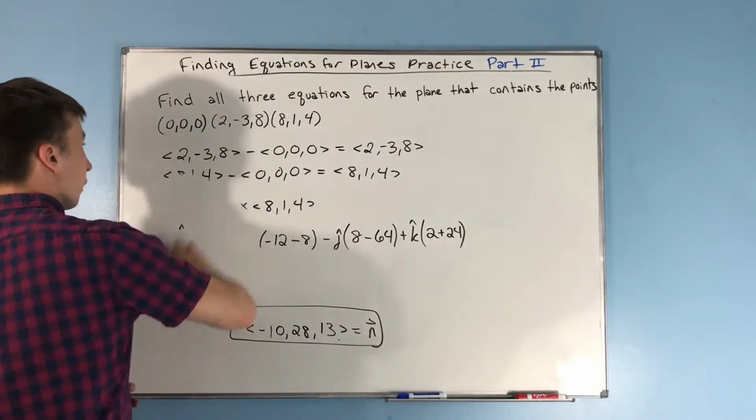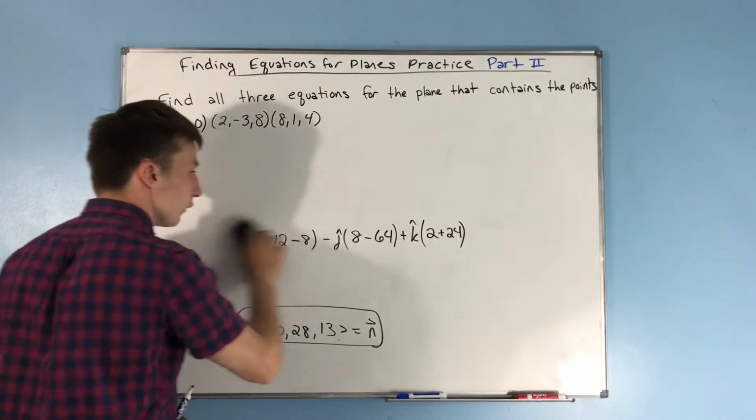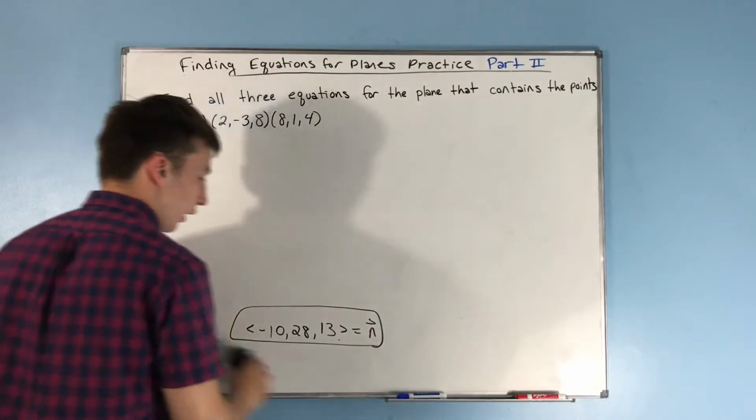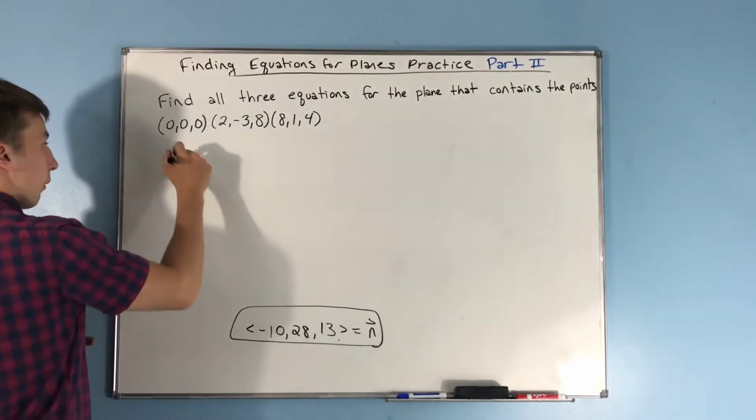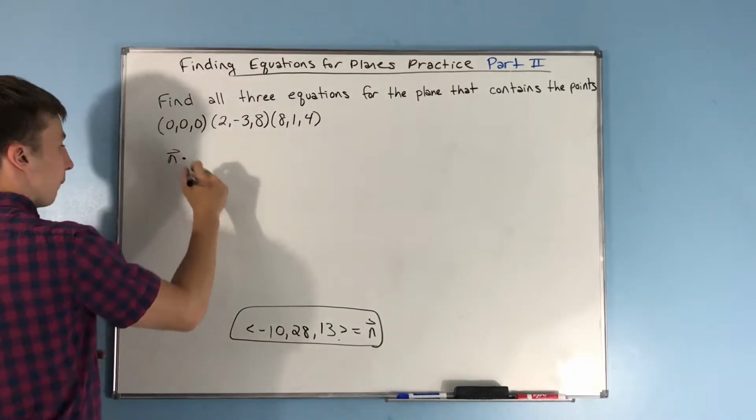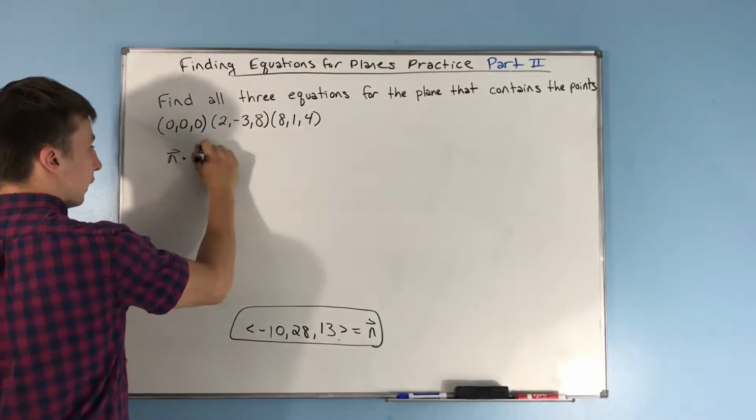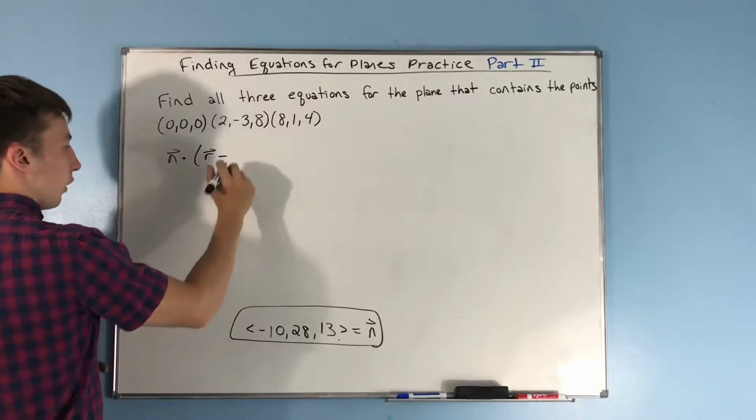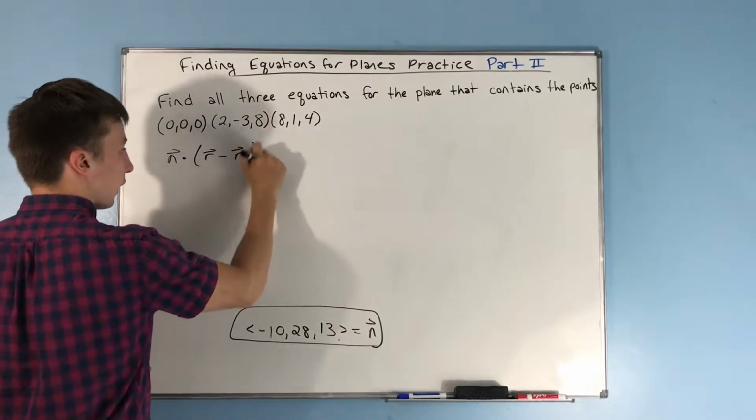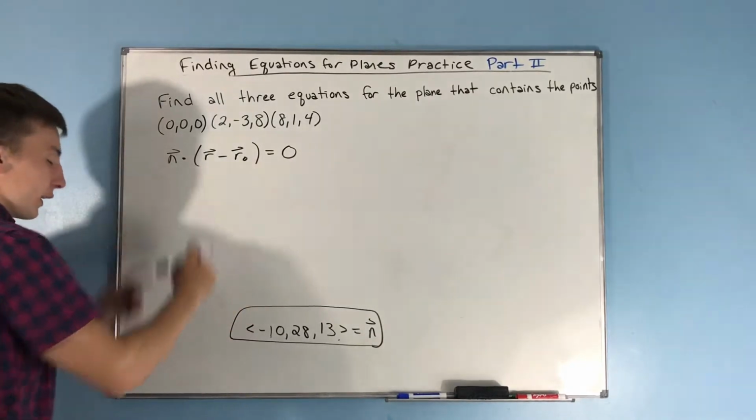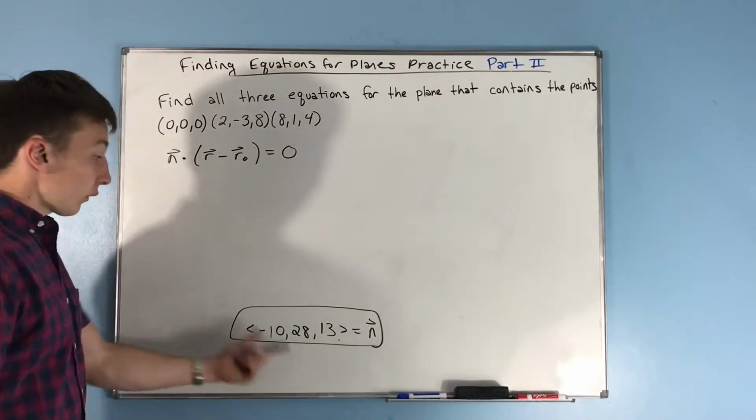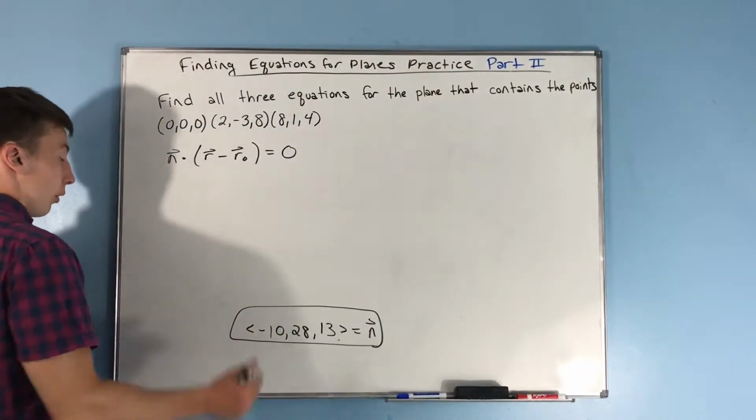So what we can do is actually just start finding our equations. So for the vector equation, we need the normal vector dot the vector r minus vector r naught, and that's going to be equal to 0 because these two things are orthogonal. We can plug in our normal vector.